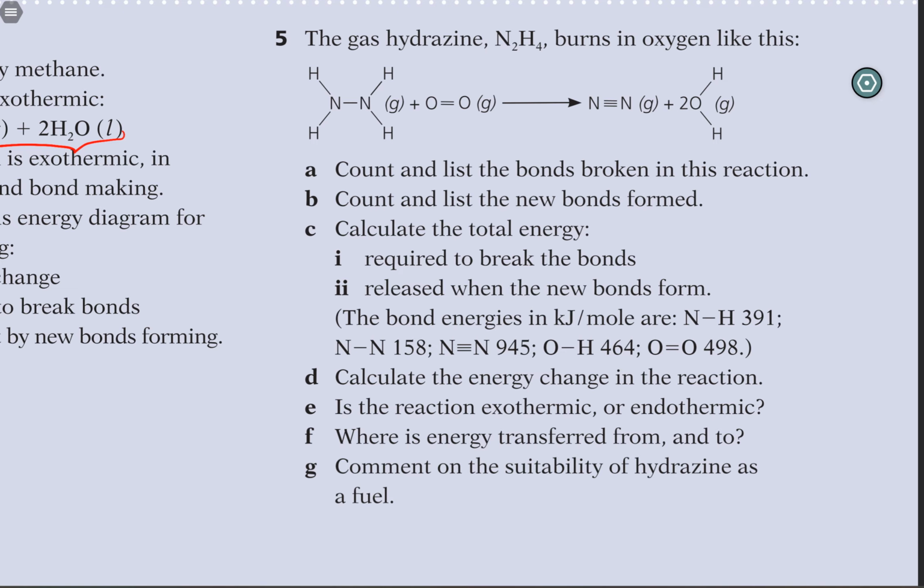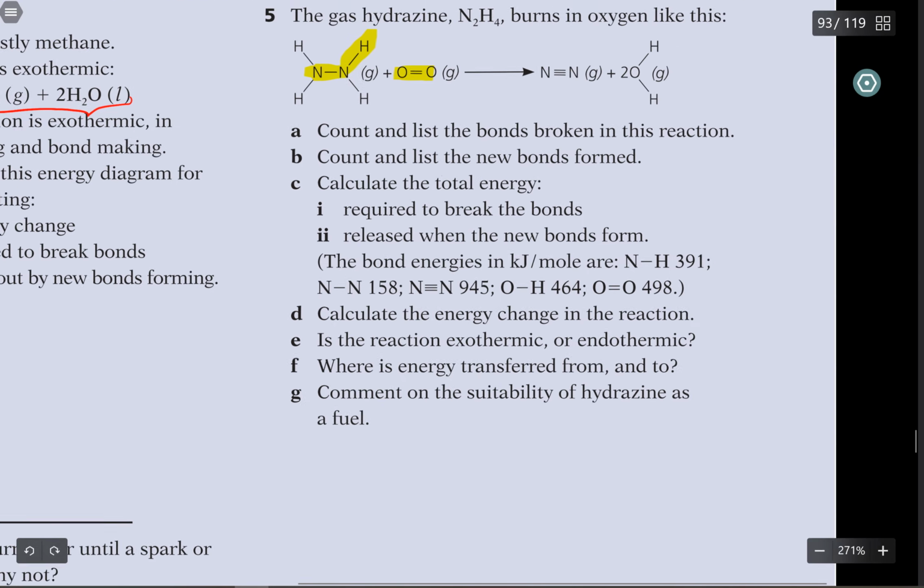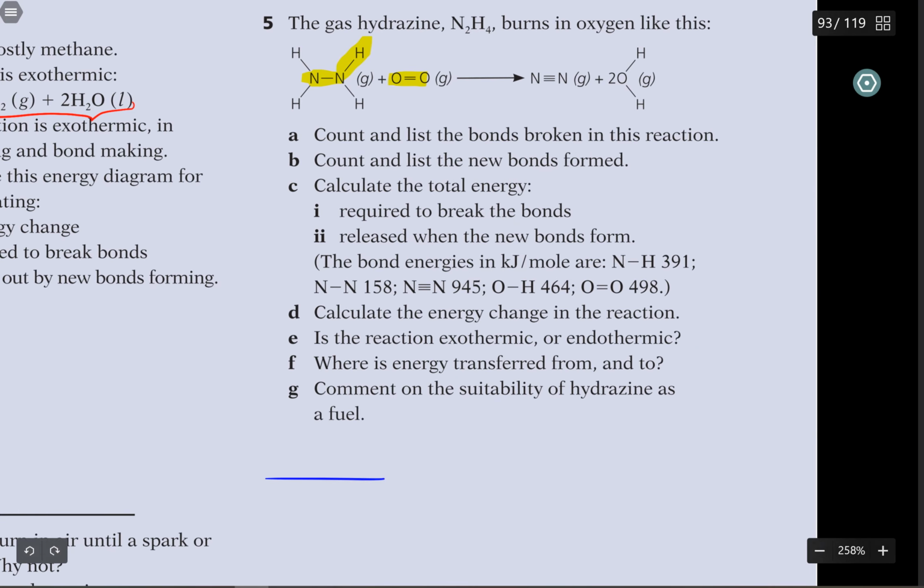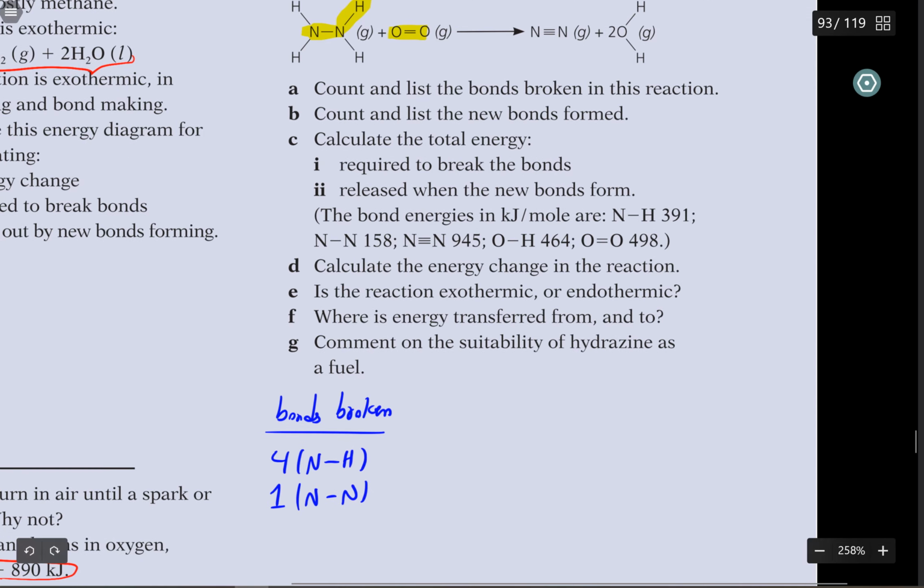The bonds which are broken in this reaction are N-H, and we have 4 of that one, N single bond N, we have 1 of that, and O double bond O, we have 1 of that one as well. So I list them here at the bottom of the page. Bonds broken: I have 4 N-H bonds, 1 nitrogen single bond nitrogen, and 1 oxygen double bond O.